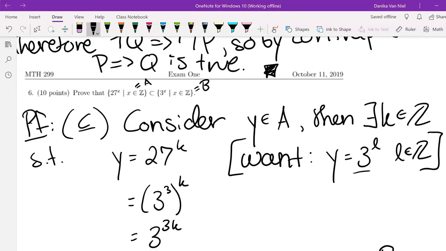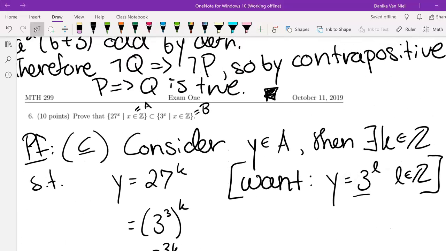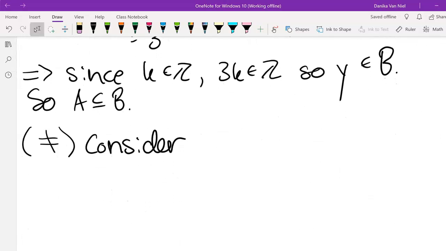Okay, but that's not all. I want to show that it's a strict subset now. So now I want to show that they're not equal. Well, let's think about it. Who would we want to consider? Who's in B that's not in A? Well, let's see. So where things start happening maybe is around 1, 0, and -1. So 27 to the first power is 27, 27 to the 0th power is 1, 27 to the negative first power is 1 over 27. Okay, but we have 3 to the 1 in B, and so that's 3. Okay, so 3 is in B, and it's not in A.